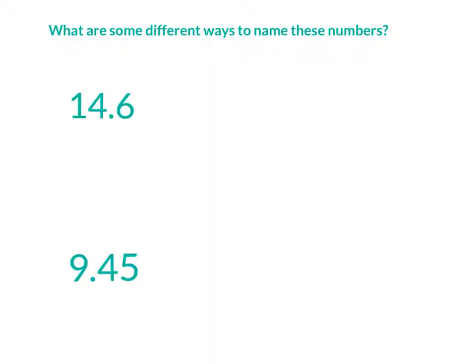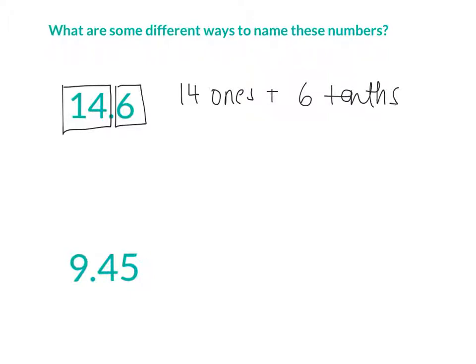Okay, we're going to examine what are some different ways we can name these numbers. If we have 14.6, could I split it up like this into the whole part and the decimal part? Yeah. If I do that, I have 14 whats? 14 ones and 6 what? Good. So let's write this down. It could be 14 ones plus 6 tenths. Is that the only way to name that number?